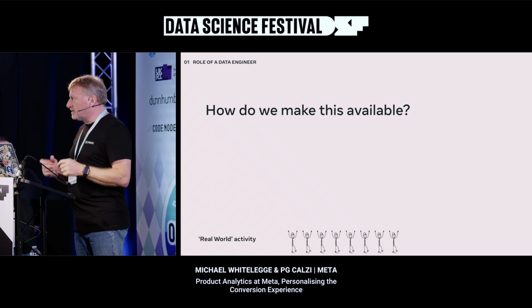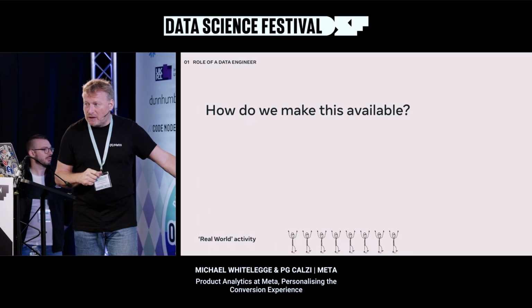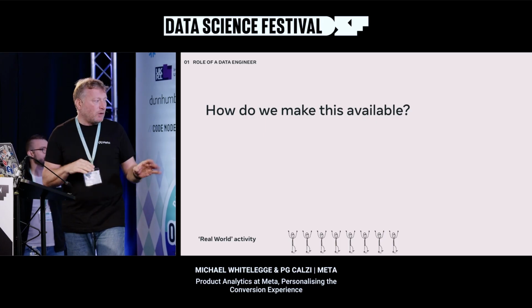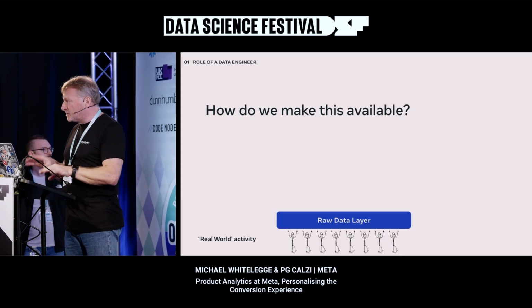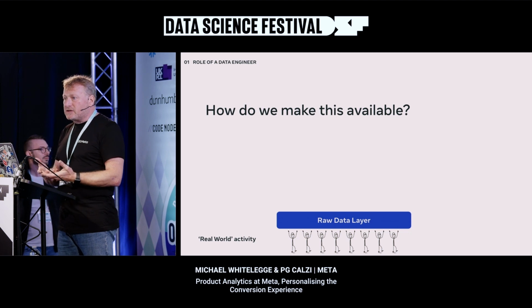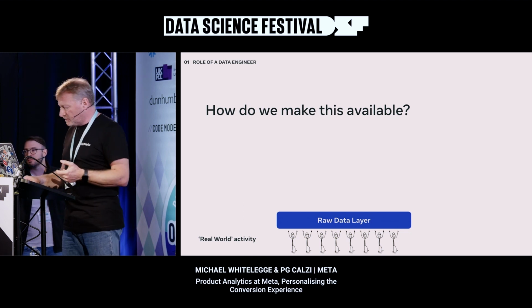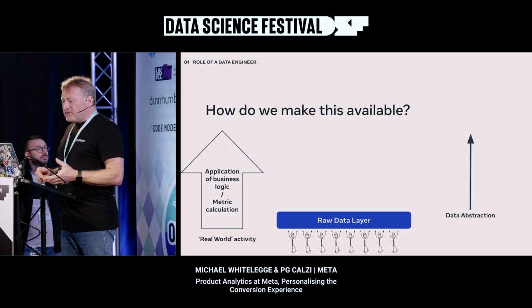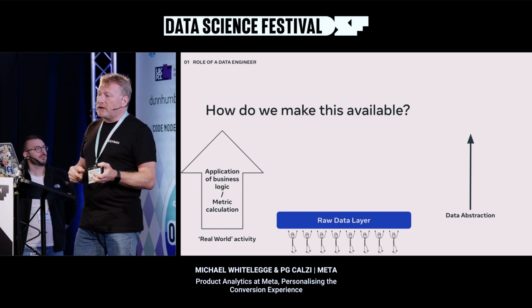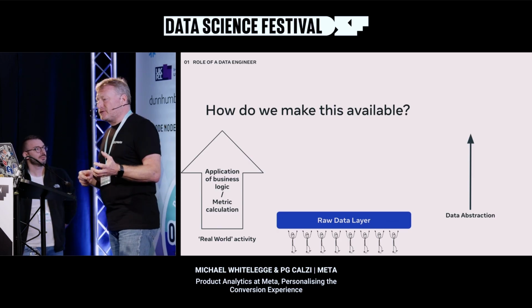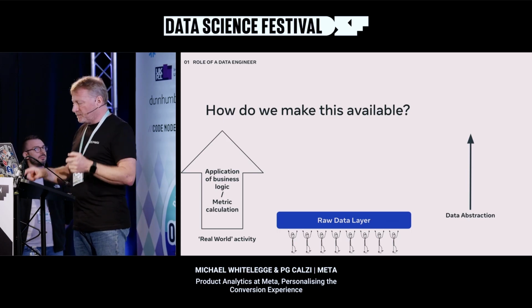How do we make that data available? So pretty standard. Here's lots of people. It's right at the bottom of the screen, so you might not be able to see it. Real world activity going on. People doing things, clicking things. And that gets captured into this raw data layer through logs, through scrapes. Then we start to apply business logic. We start to apply metric definitions to this, and we start to abstract away from the real world.